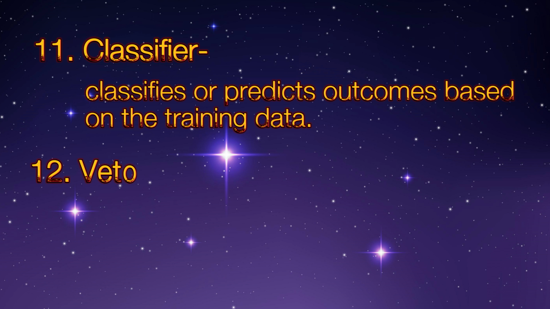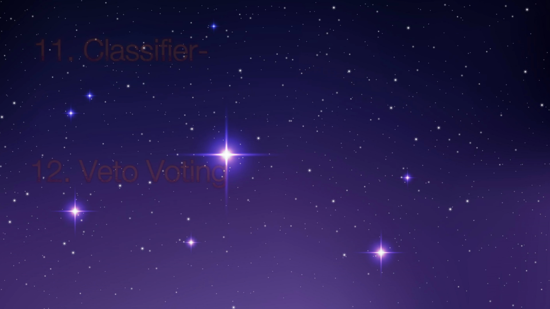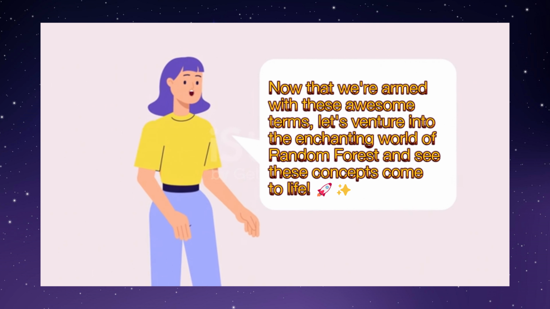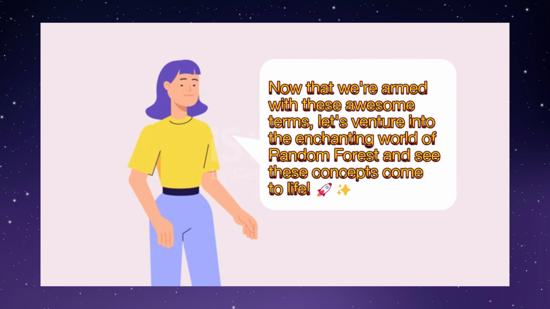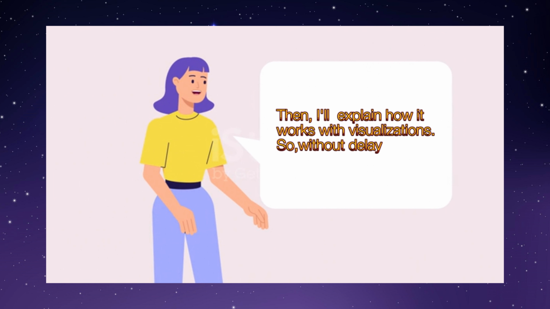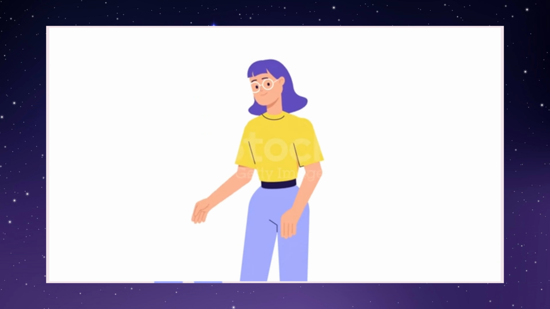The last one is veto voting. A unique twist: while not always used in random forests, veto voting allows some models to override others, adding an extra layer of decision making. Now that we're armed with these awesome terms, let's venture into the enchanting world of random forests and see this concept come to life. Then, I'll explain how it works with visualizations. So, without delay, let's dive in.